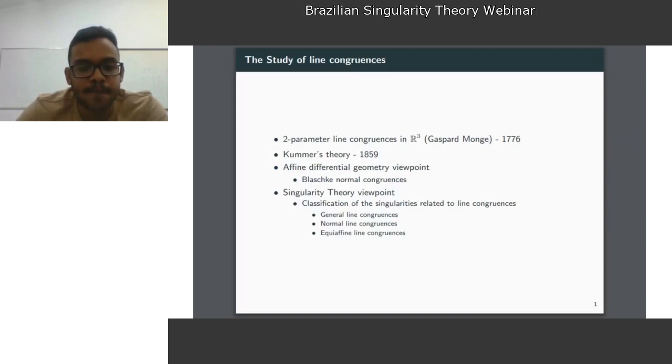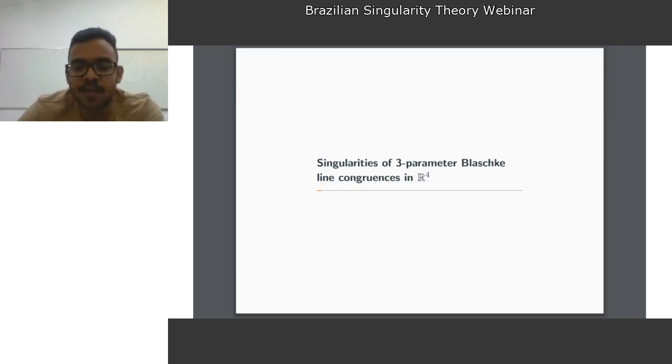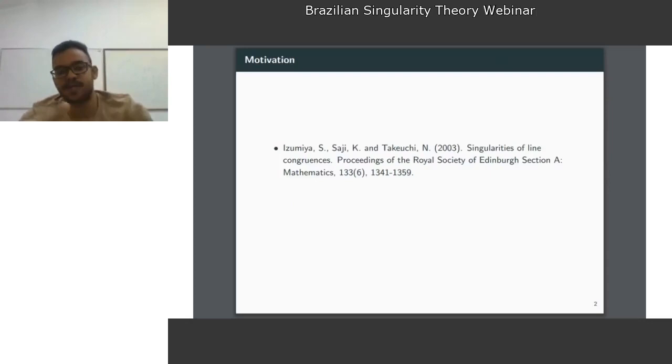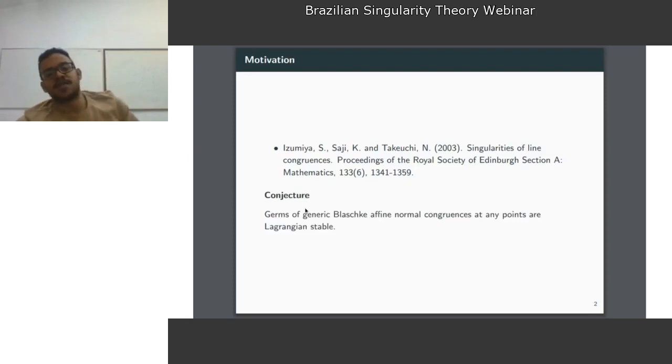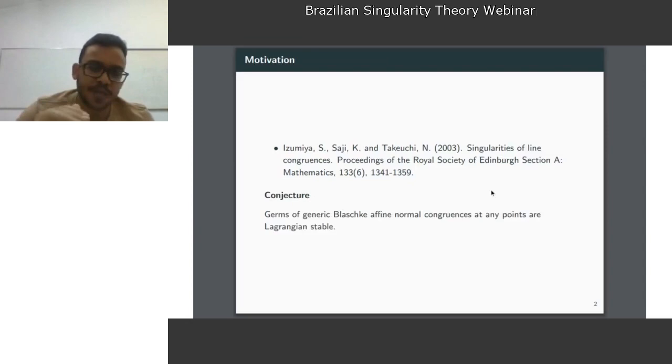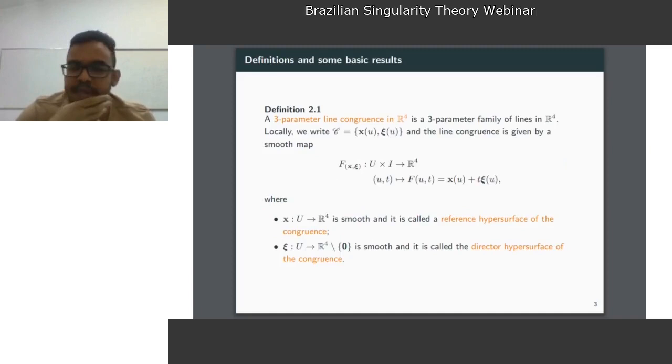So I will start with the case of singularities of three-parameter line congruence in R4. Our motivation: we started this study a few years ago reading this paper by Isomia, Saji, and Takeuchi, Singularities of Line Congruence, from 2003. Here they classified singularities considering the case of two parameters in R3, and they presented this conjecture: germs of Blaschke affine normal congruence at any point are Lagrangian stable. So in this first half of my presentation, my goal is to provide a positive answer to this conjecture.